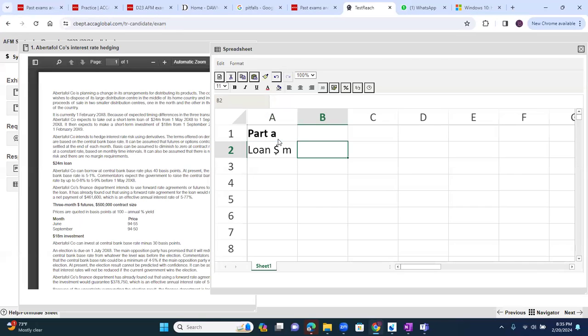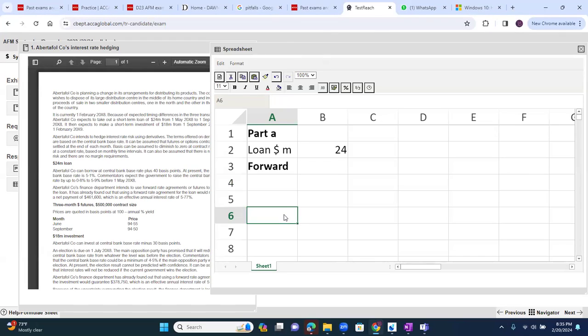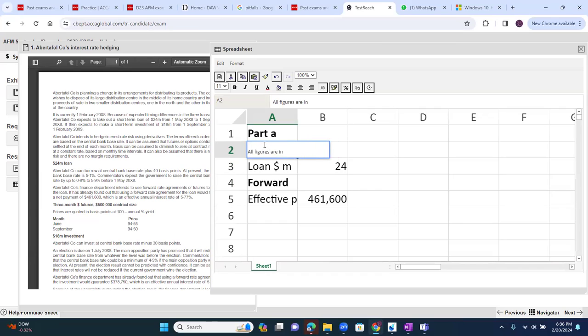$1,000,000. Okay. We have two derivatives, forward. And in forward, it was certain that payment would be how much? 461,600, effective rate 5.77. Effective payment in dollars, 461,600. Okay, instead of putting dollar everywhere, you can write in a single line that all figures are in dollars. Figures are in USD unless stated otherwise.